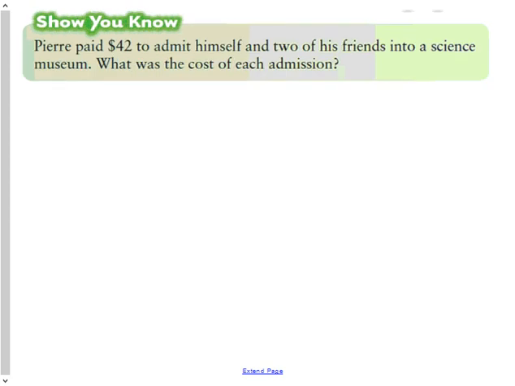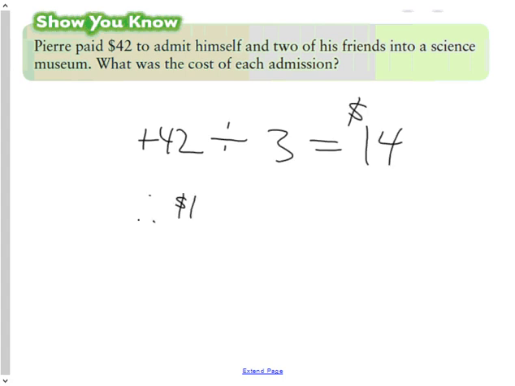Finally, the last one, which I think is really easy. It says Pierre paid $42 to admit himself and 2 of his friends into a science museum. What was the cost of each admission? Well, a positive 42 divided between 3 people, or positive 3, equals, if I think about what does that equal, it's $14 each. And therefore, it would cost $14 each person to get into the museum.